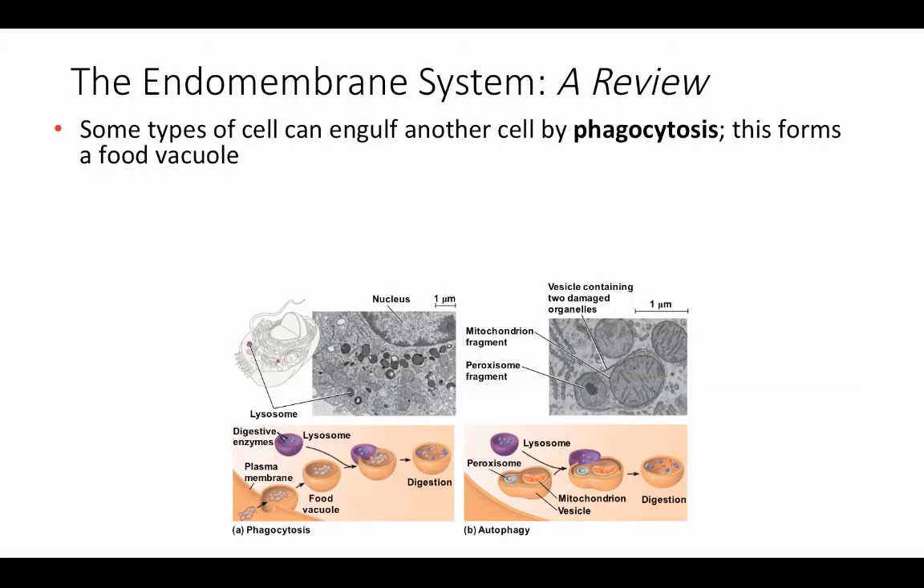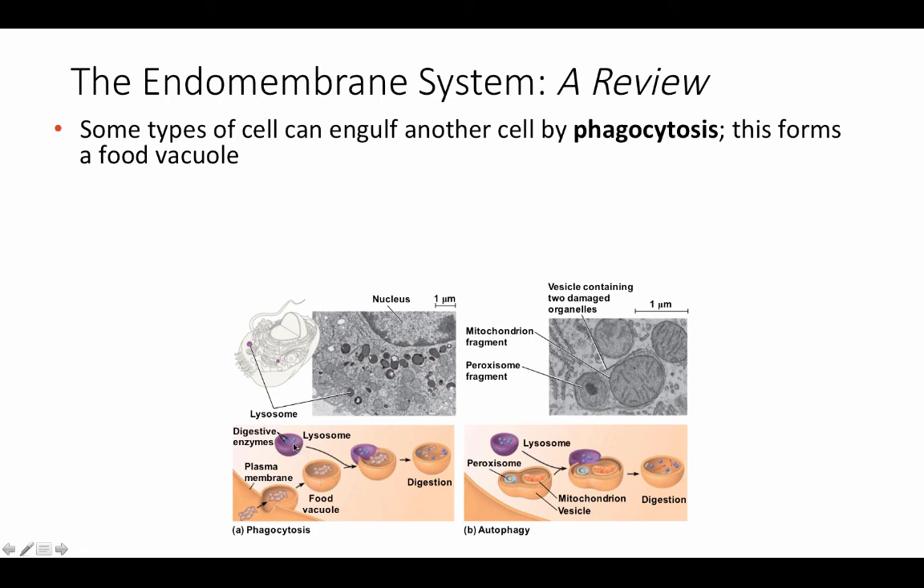If we think about the way these membranes kind of work together in the system of just a lysosome, some types of cell can engulf another cell by phagocytosis and form a food vacuole. So here's an example. This cell membrane just pinches in. Again, we'll talk about this more when we get to cell membrane structure and function. It's going to surround this food particle in a little piece of the membrane that's going to bud to the interior of the cell as a food vacuole.